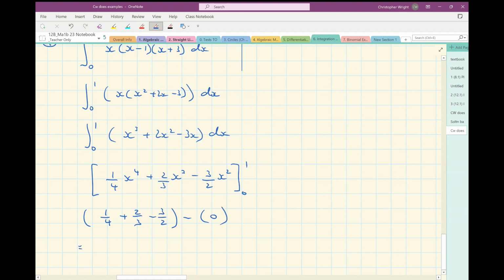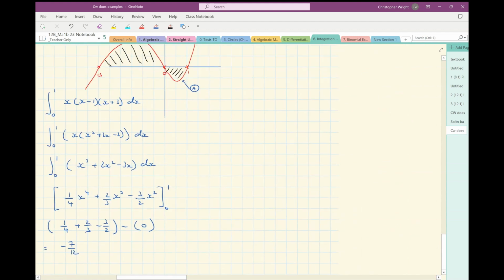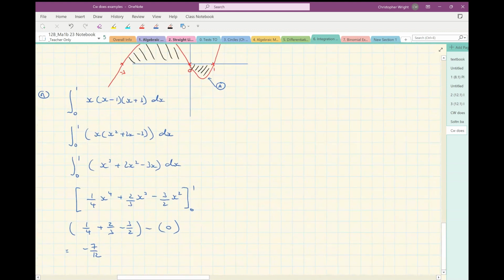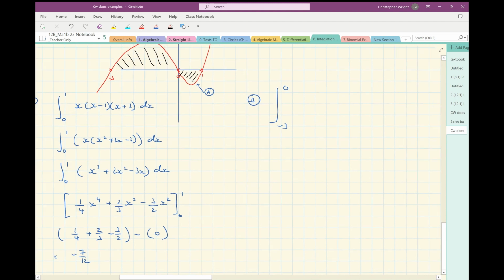So my answer there is minus 7/12. So the definite integral has a value of minus 7/12, but I have to remember that that means that area A is actually 7/12. Right, let's have a look now at area B. So to find area B, I'm going to have to evaluate the definite integral between 0 and minus 3.